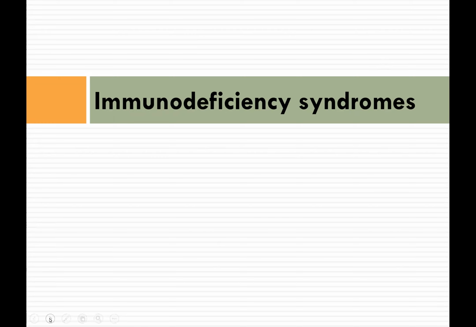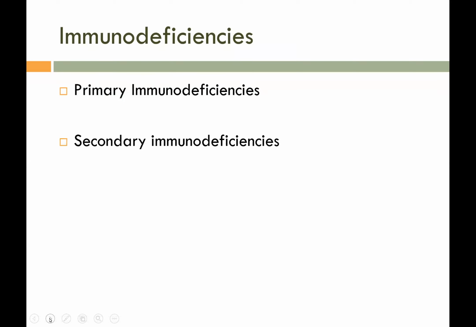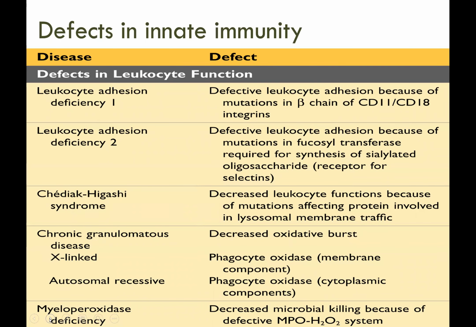Okay, so let us continue the lecture, and now we are on the chapter of immunodeficiency syndrome. When we're talking of immunodeficiency, it is divided into primary or congenital immunodeficiencies, which are genetically determined, and secondary or acquired immunodeficiencies, which may arise as a complication of other diseases, like, for example, cancer, infection, malnutrition, or a side effect of chemoradiation therapy.